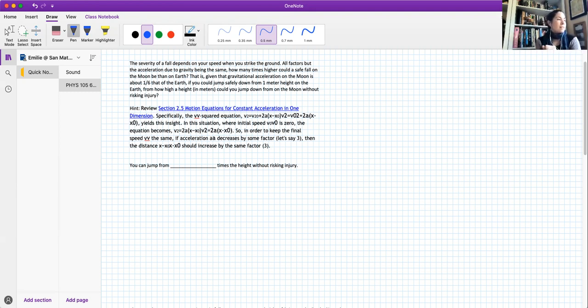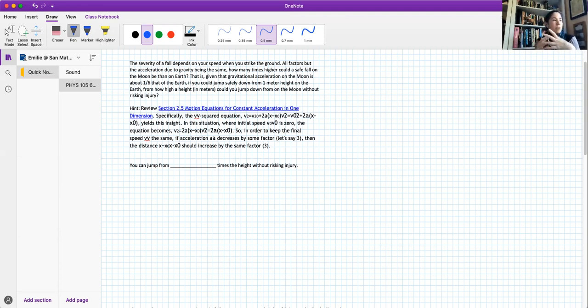So it states that the severity of a fall depends on your speed when you strike the ground. So anytime I read a question like this, I try to pick up the keywords. So here we can see that the speed is going to be very important. And that's the speed when you strike the ground. So we're going to be looking at a fall and essentially how much damage is going to happen depends on how fast you're moving right before you hit the ground.